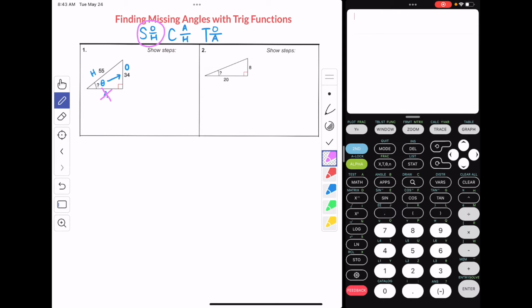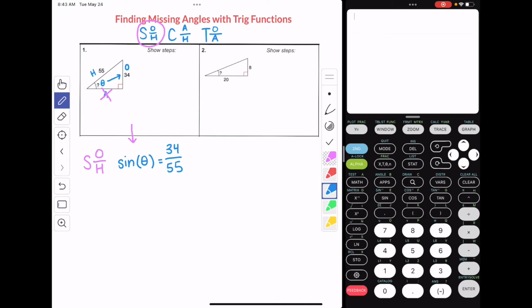So I'm going to go ahead and write my work out just down at the bottom because I have more space. So I know that the sine is equal to opposite over hypotenuse. When I write this out, I'm going to have the sine of theta, I don't know that angle, that's what I'm trying to find, is equal to 34, my opposite, over my hypotenuse, which is 55.